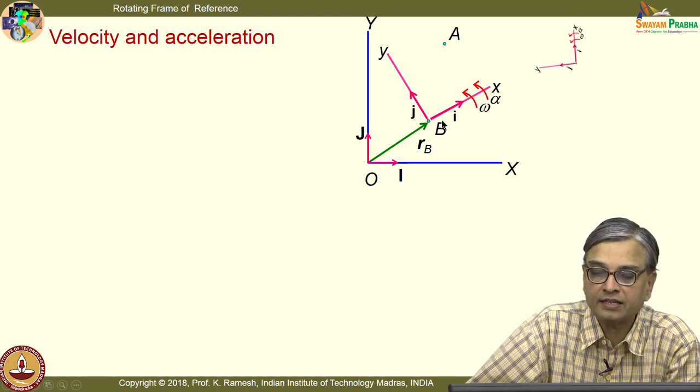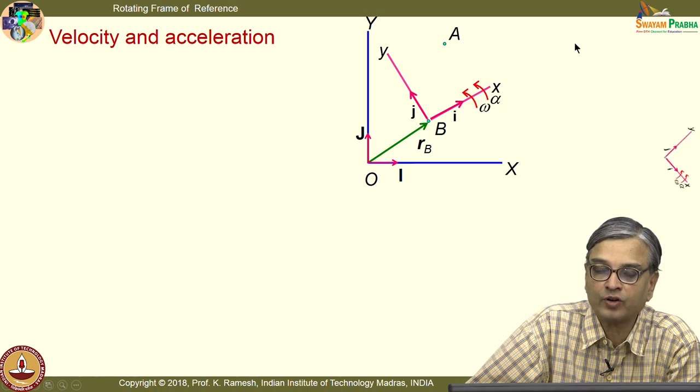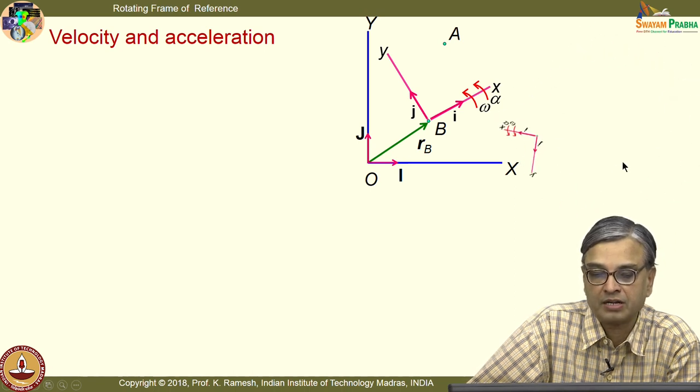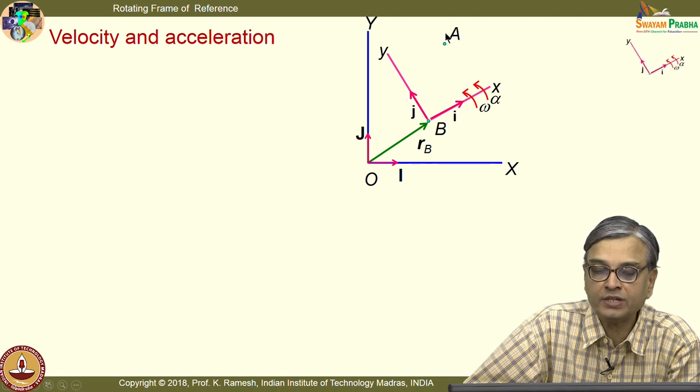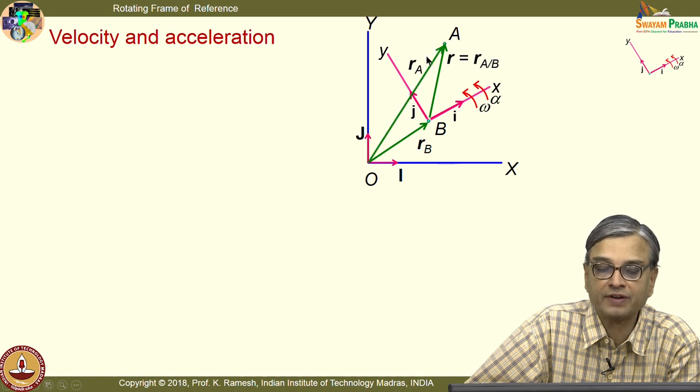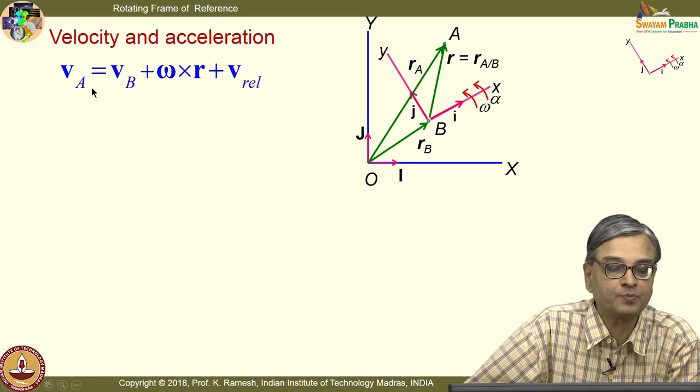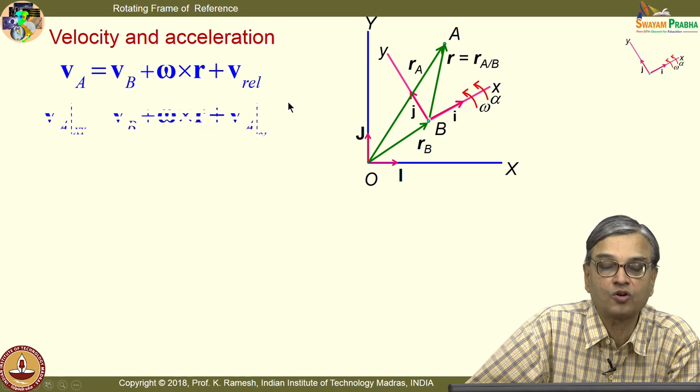We have also looked at how the rotating frame of reference can have a rotation like this, and we view the point A from a rotating frame of reference. I have not specified any specific requirement here. We have the position vector r, and we also have the position vector r_A. Viewing from the rotating frame of reference, it is possible for me to get the velocity of A equal to velocity of B plus omega cross r plus v_rel. I said v_rel has a special meaning in this context.